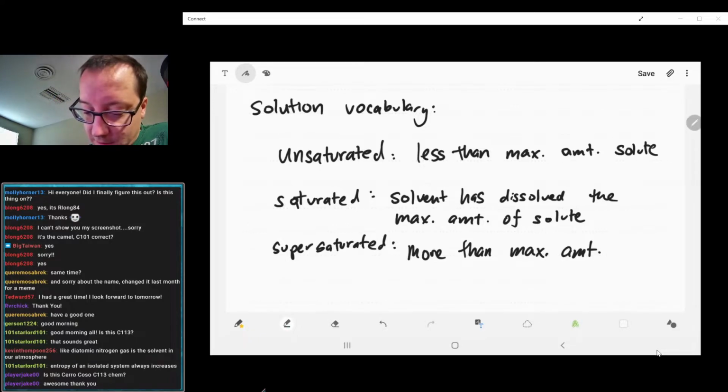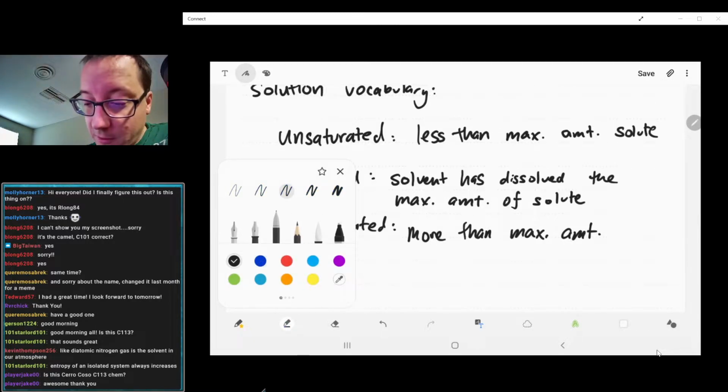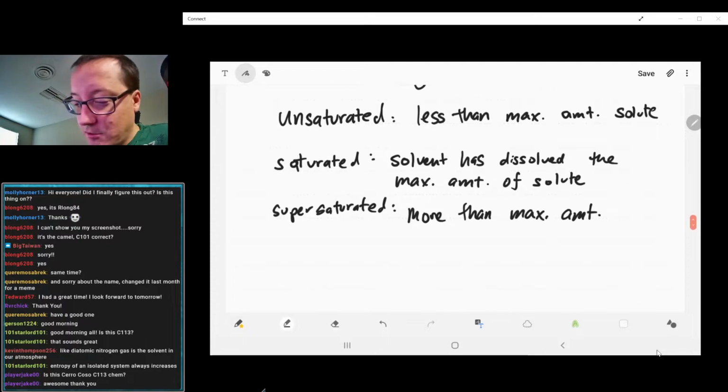How you can do this is something that we can look at by looking at factors that affect solubility. And then we'll talk about how you get a supersaturated solution.